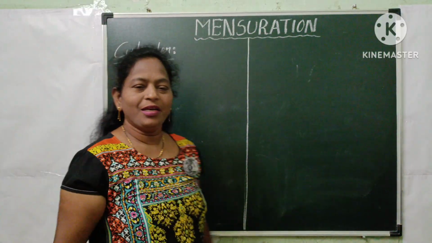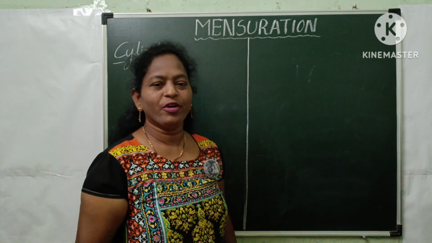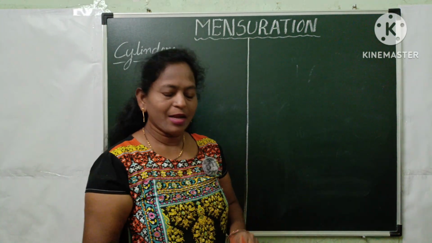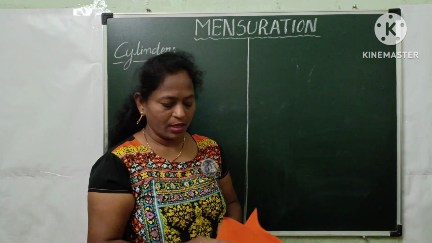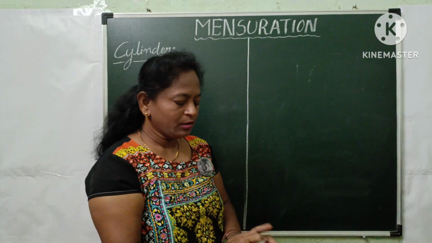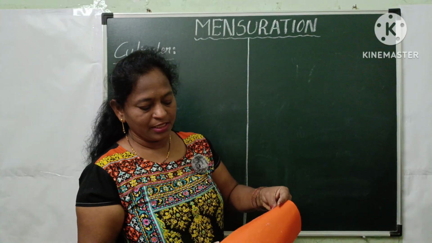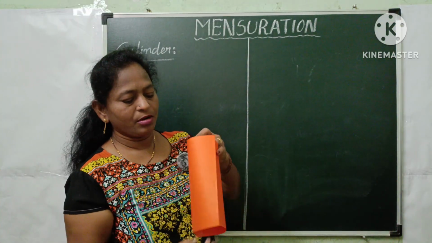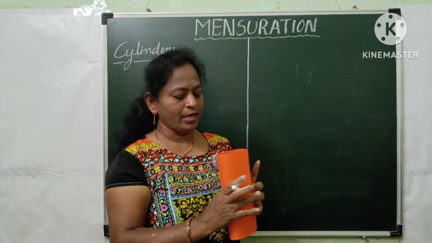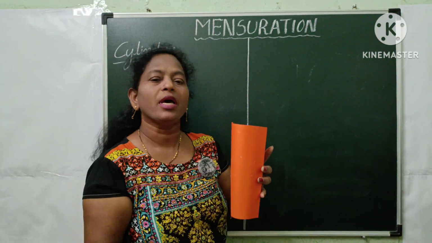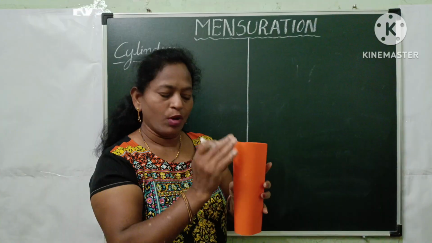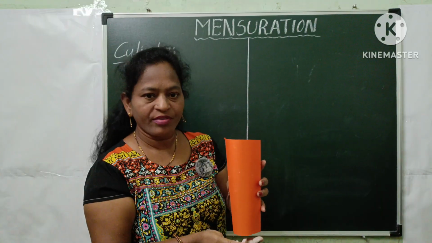Cylinder. Already in our kitchen, in every home, we have the cylinder. Cylinder means it has one curved face and two circular faces. See here, this is the cylinder. Yes or no? It is the cylinder. This is one curved face and two circular faces.